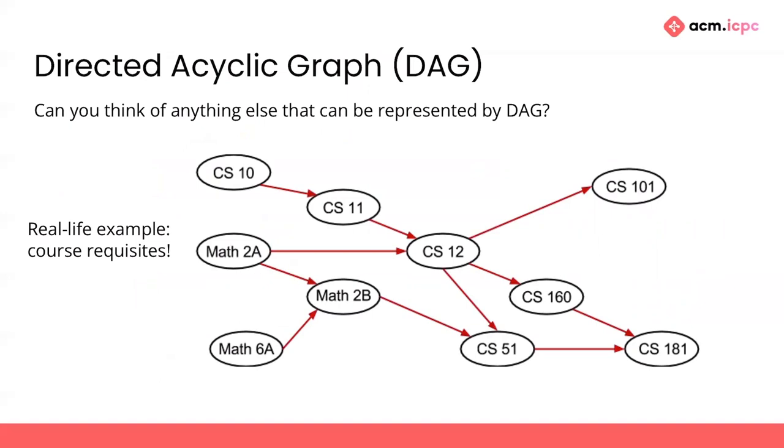So for example, if you want to take this class called CS 160, you have to take CS 12. And if you want to take CS 12, you're required to take CS 11 and Math 2A before that. So at UCLA, there's also a similar requisite flow chart.